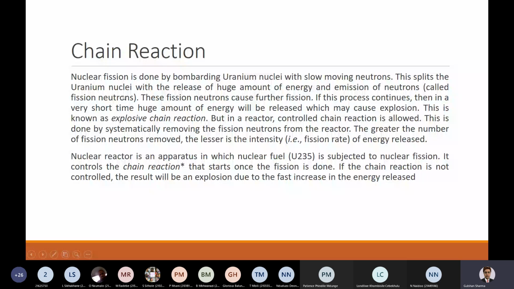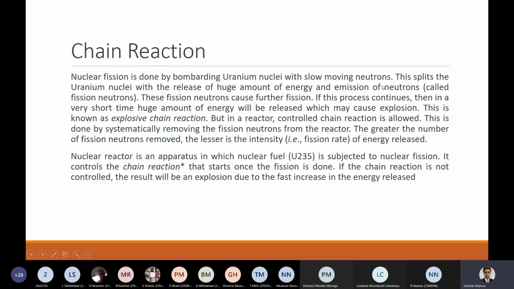These fission neutrons, guys, split in a process such as 2 into 4, 4 into 8, 8 into 16. These fission neutrons cause further fission, and then further heat energy is released. But the concern is this process, which is known as a chain reaction. Your uranium is bombarded with slow moving neutrons, it splits into uranium nuclei, heat energy and neutrons are released, which further cause further fission. So this is a chain reaction.